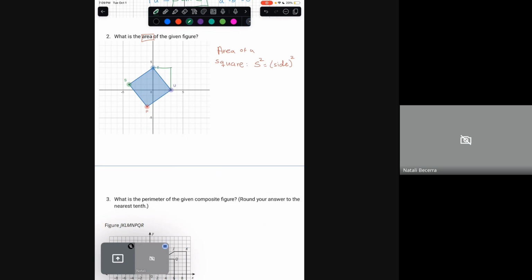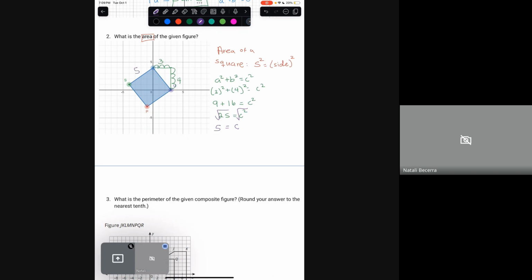Okay, so if I count this, this is 1, 2, 3. And this is 1, 2, 3, 4. So I'm going to do a squared plus b squared equals c squared. So that is 3 squared plus 4 squared equals c squared. So I get 3 squared is 9, and 4 squared is 16. And 16 plus 9 is 25, is equal to c squared. And how do I get rid of the square? I take the square root of both sides, so I get that c is equal to 5.